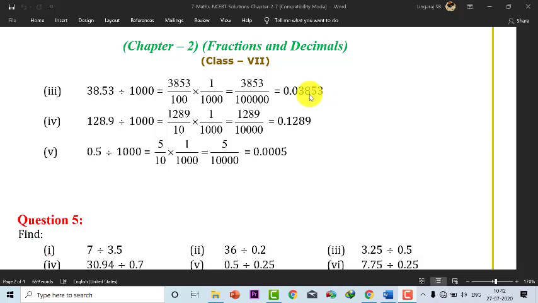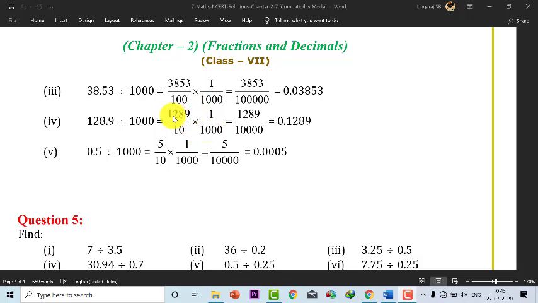0.03853. So here after 1 there are 5 zeros, so after the point there should be 5 digits, so after the point 03853 is written. So the fourth one, 128.9 divided by 1000. The fraction form of 128.9 is 1289 by 10, and the inverse of division is multiplication and the reciprocal of 1000 is 1 by 1000.